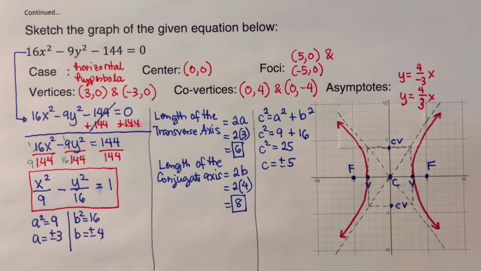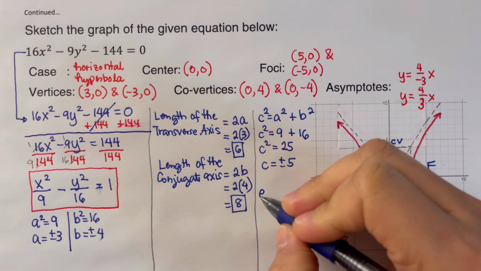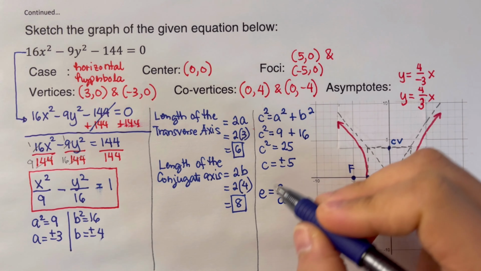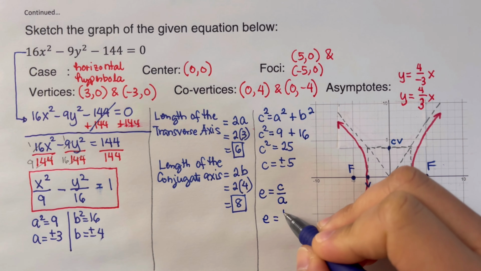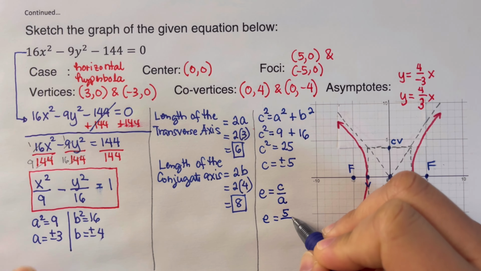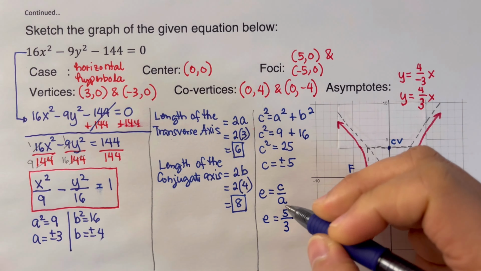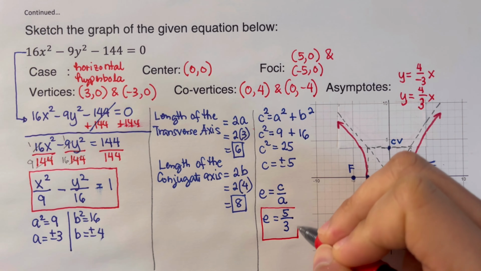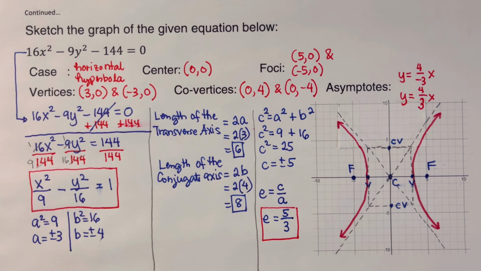Now we remember that eccentricity is e equals c over a. Our c is 5, so I plug that in there. 5 over our a is 3, so our eccentricity is 5/3. Did you get the same answers as this?